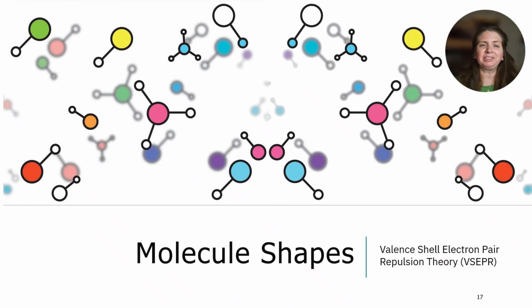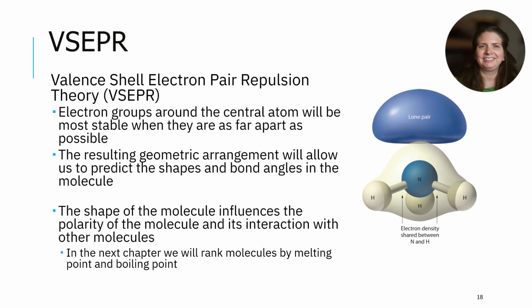In this video, we are going to be learning about the three-dimensional shapes of molecules as predicted by valence shell electron pair repulsion theory. Valence shell electron pair repulsion theory, called VSEPR theory for short, states that the groups of electrons around the center atom arrange themselves as far apart as possible to minimize repulsions. Electron groups include both bonding pairs of electrons and lone pairs of electrons.